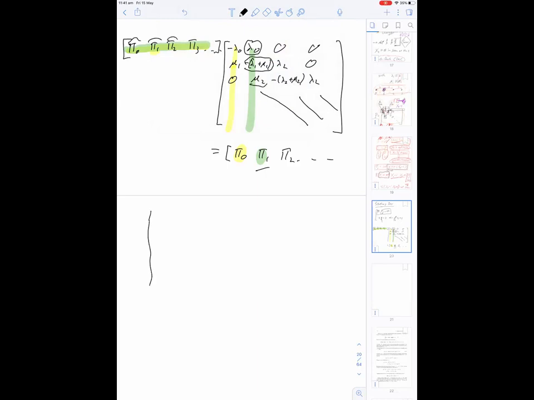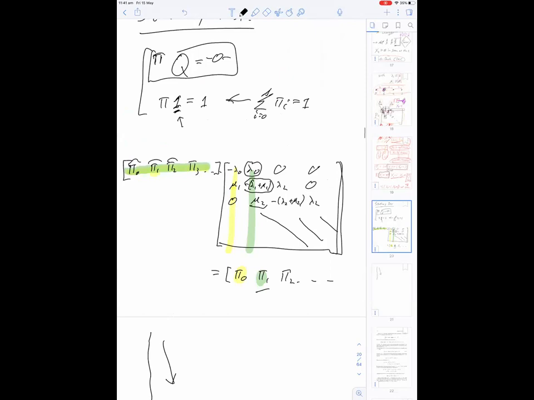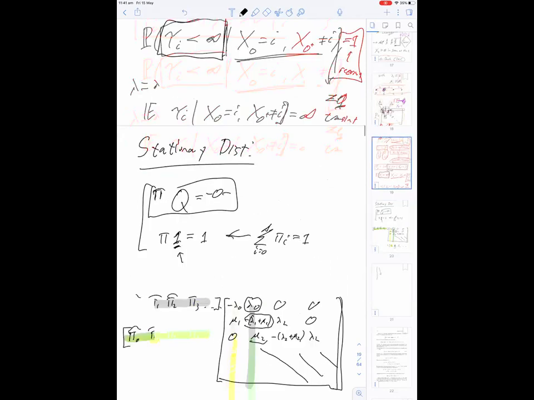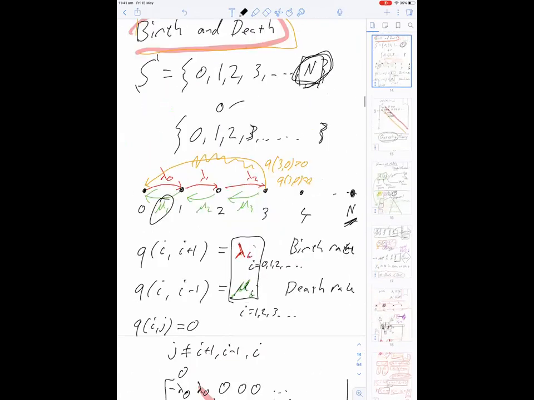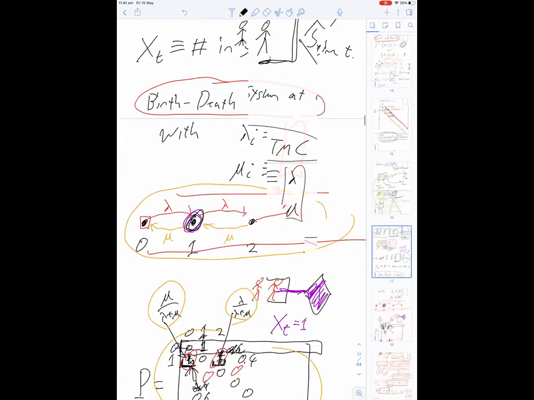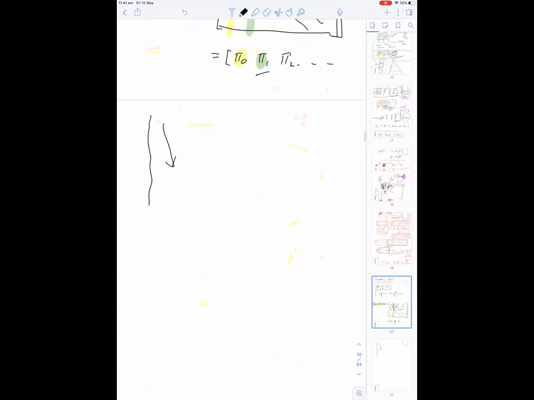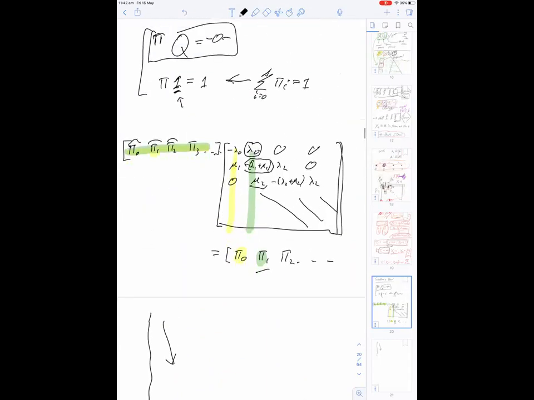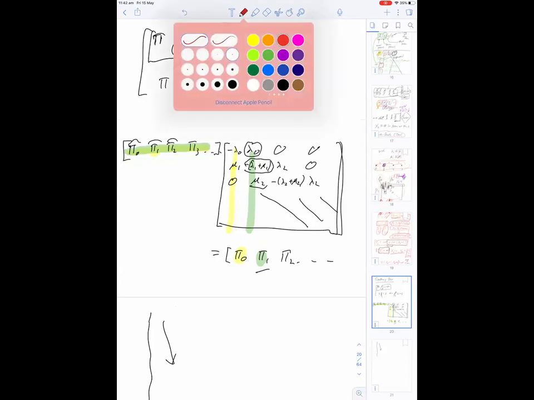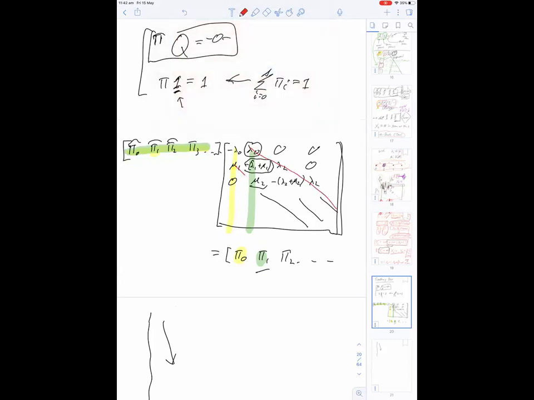So you get a system of equations. That's infinite. It will be finite if you have a finite state continuous birth death process. Remember, we can have our birth death process just have finite state. And the nice thing is that it actually has a solution, an explicit solution that's determined by the parameters, by these lambdas and mus, by the birth rates and the death rates.